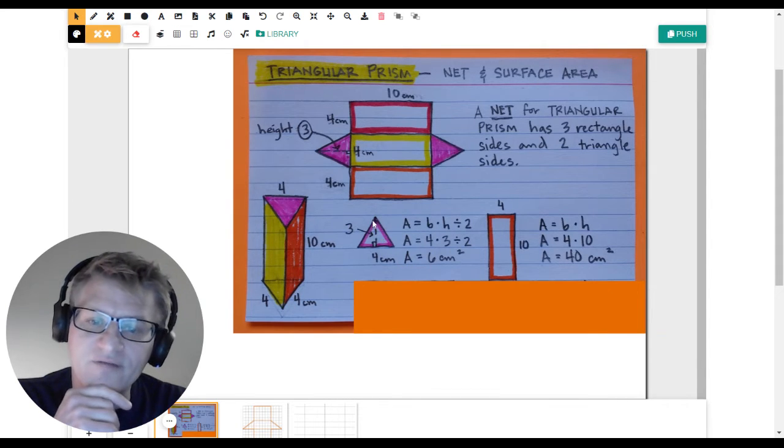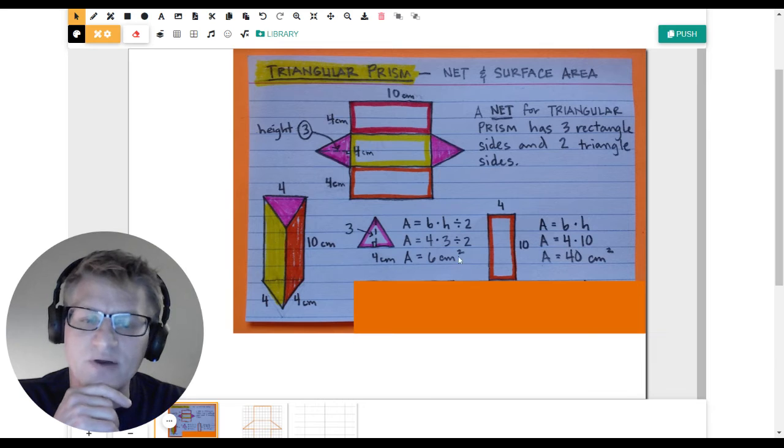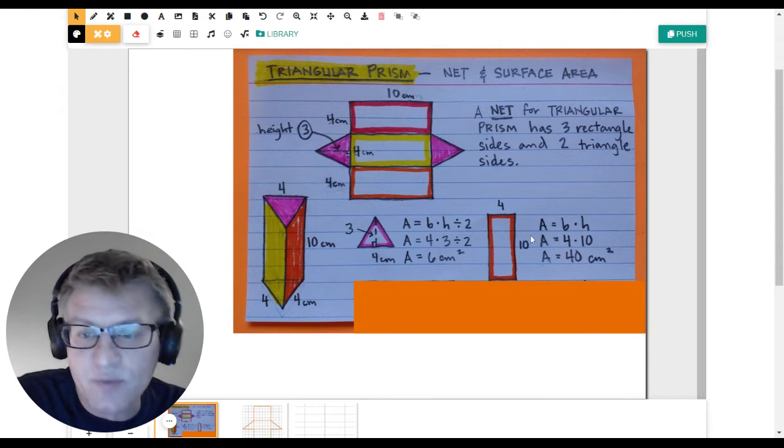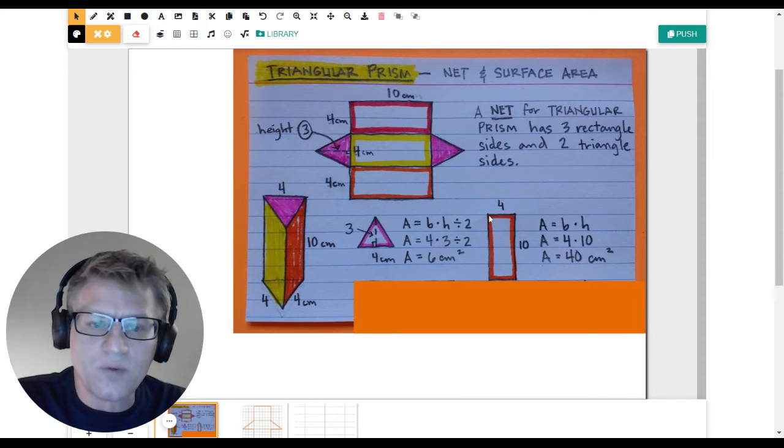And my area for this little tiny guy, if my dimensions are 4 centimeters by 3 centimeters high, is 6 centimeters squared, or 6 square centimeters. Now, for my sides, the rectangles, that's easy, base times height, or length times width, whatever you prefer, as long as you're multiplying the sides that touch each other at the corner. The idea is that you can't multiply 4 times 4. That doesn't make any sense.